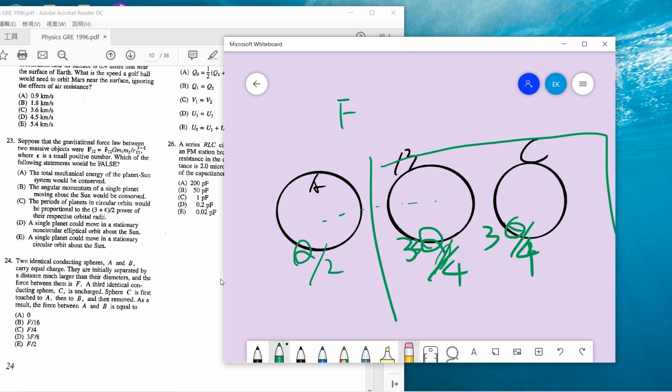Why do they separate the charge? Because they have the same capacitance. So when they touch together, they will form the same potential. So that means they share the charge equally.